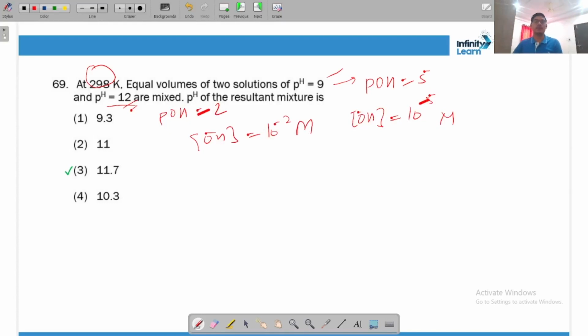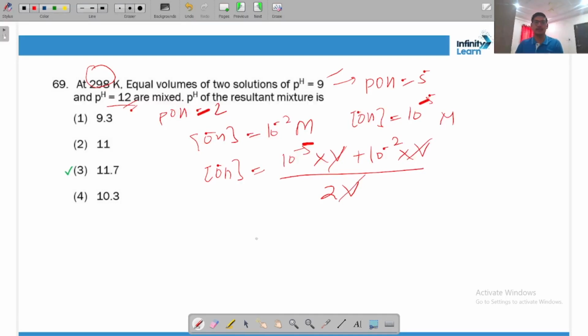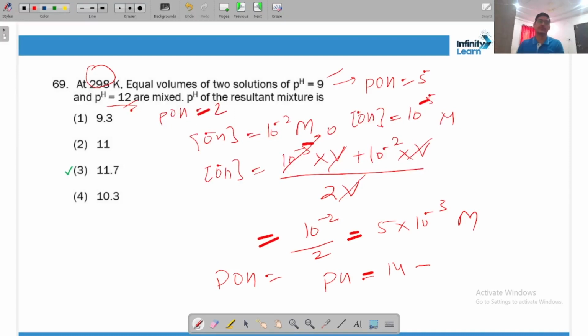Now, because I'm mixing equal volumes, what will be the resultant hydroxide ion concentration? It will be 10 raised to minus 5 multiplied by V plus 10 raised to minus 2 multiplied by V, divided by 2V, because equal volumes are being mixed, so volume will double up, right? So this V will cancel out, and you see 10 raised to minus 5 is 1000 times smaller than 10 raised to minus 2. So we can simply ignore it, and what we will have here is 10 raised to minus 2 divided by 2. So this will be 5 into 10 raised to minus 3 molar. So you have the hydroxide ion concentration. From here you find out pOH and then you subtract it from 14. So you will get the pH. Okay. So this will be the correct answer.